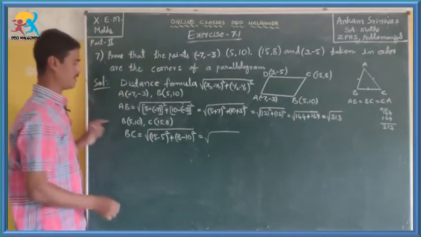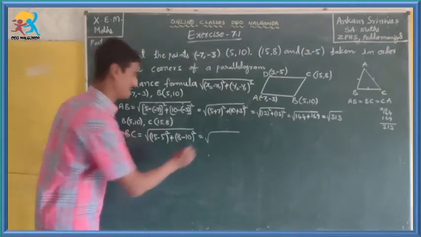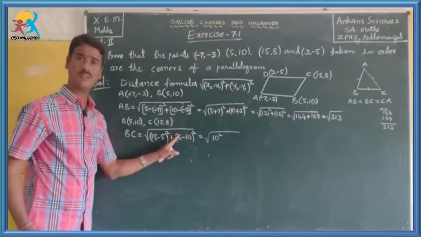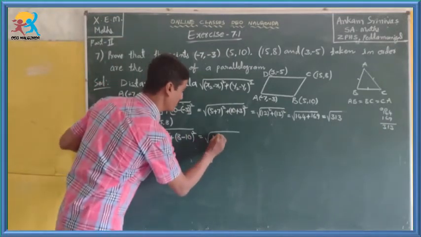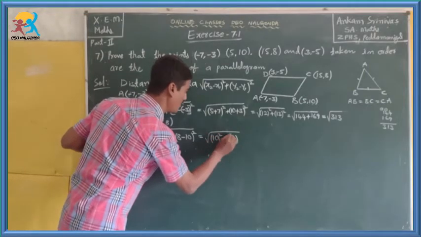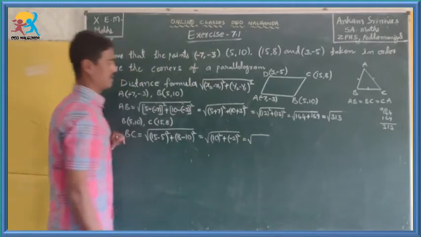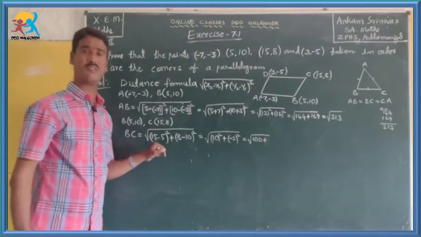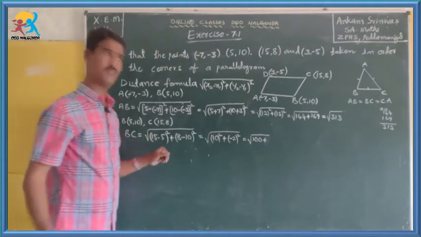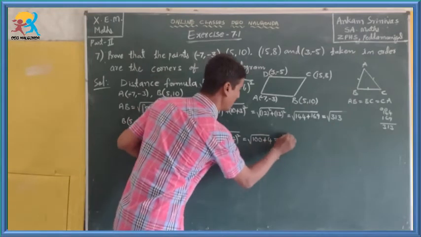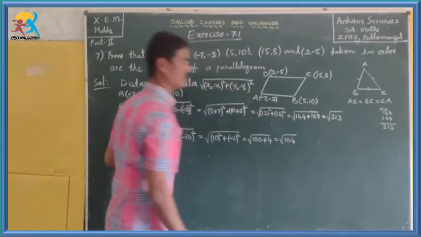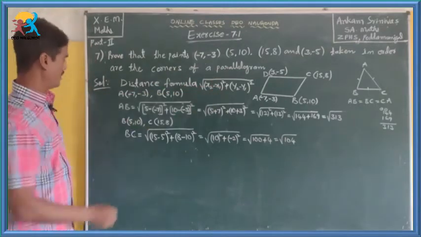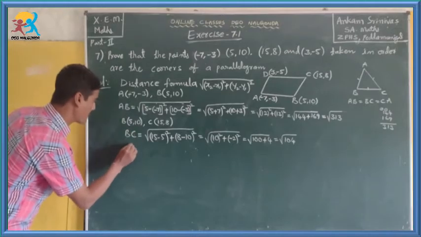and we will get the square root of 15 minus 5, how much? 10. 10 square, and 8 minus 10 is minus 2, minus 2 whole square. Then we will get 10 square, 10 into 10, 100, plus minus 2 whole square, minus 2 into minus 2 is plus 4. We will get 104.